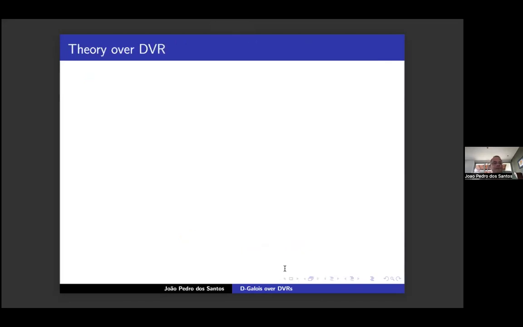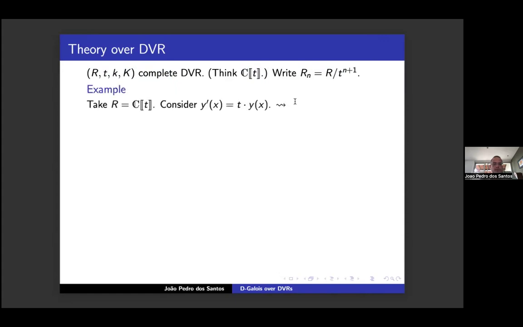Okay, so now I move on to the theory over DVR, and let me just fix some basic notation. So I work with a DVR, a discrete valuation ring. If you don't want to work in too much generality, you are very welcome to think about things in this setting. But in the beginning, everything works pretty well even in characteristic p, so there's no problem there. I take these standard notations, and Rn is just the truncation.